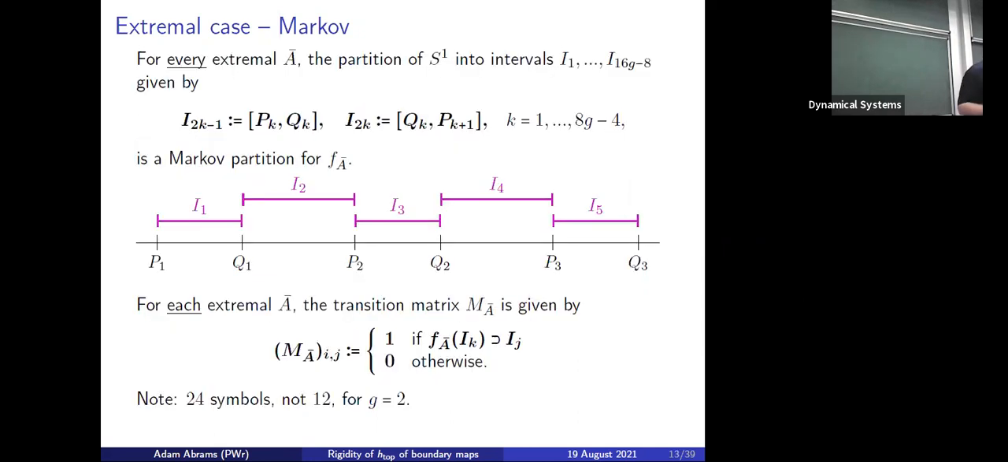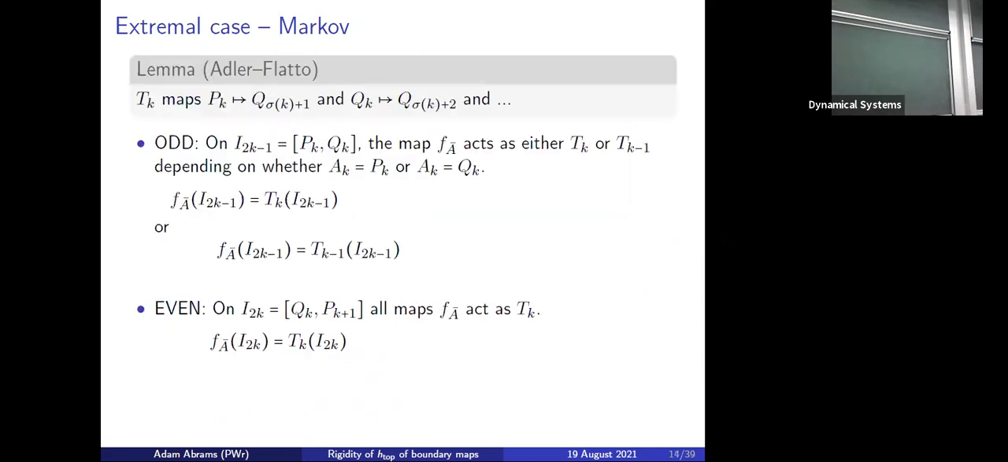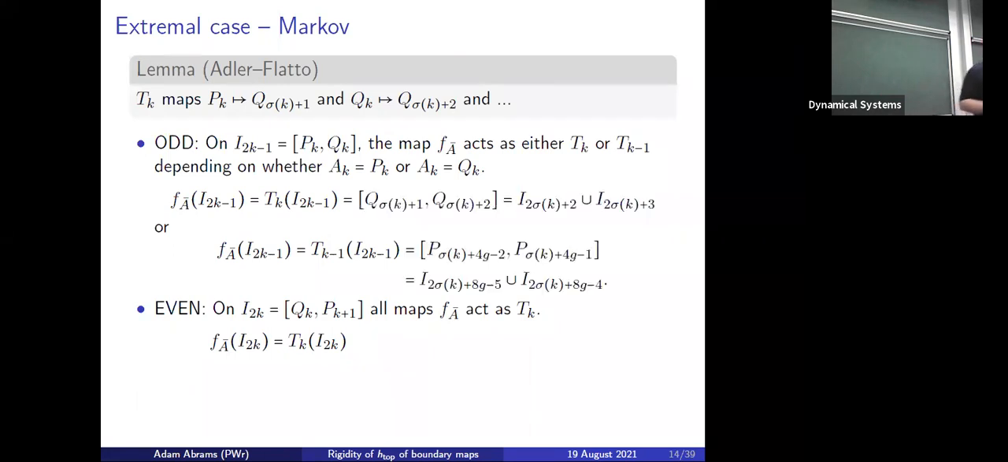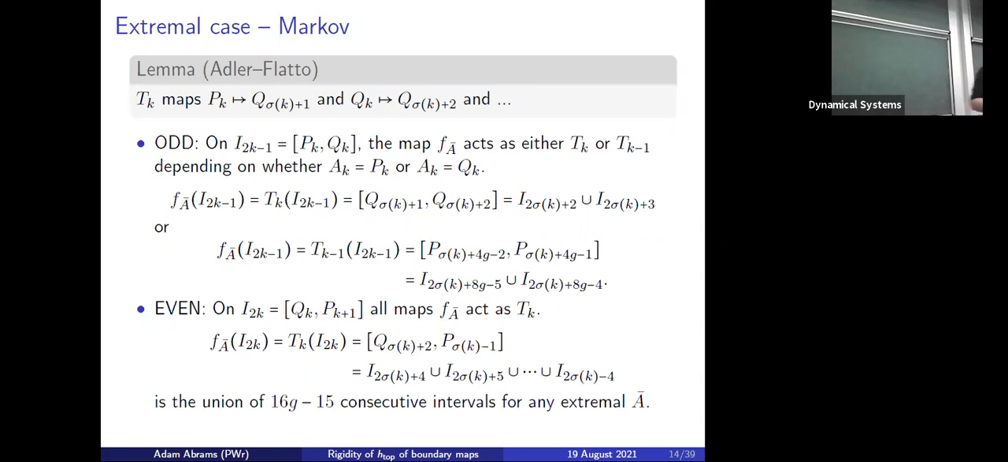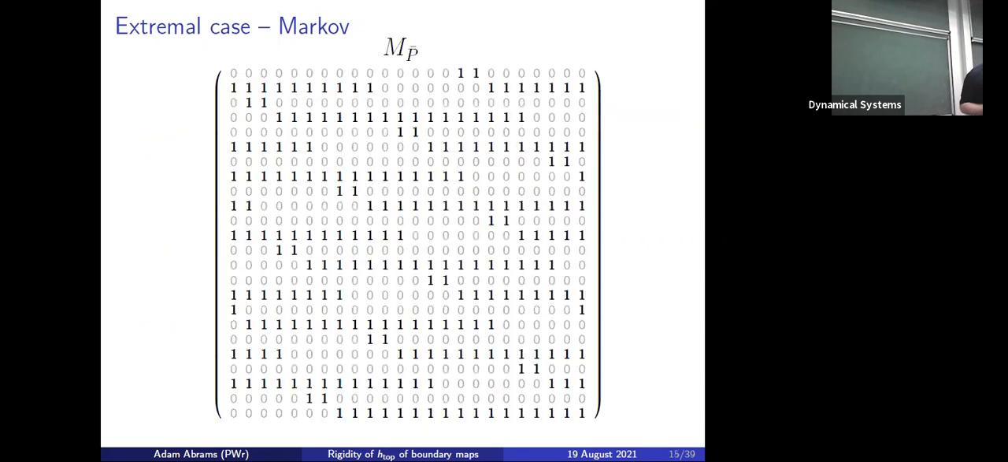Proving that this is actually a Markov partition uses the same lemma that I showed very briefly on the first slide. Adler and Flatto talk about how this generator maps specific points on the circle. If you take the interval from P1 to Q1 and map it under T1 or T2, you get unions of other Markov intervals. The same thing happens if you take an even index Markov partition interval, like Q1 to P2, and map it: you also get a union of a lot of intervals. So it is a Markov partition.